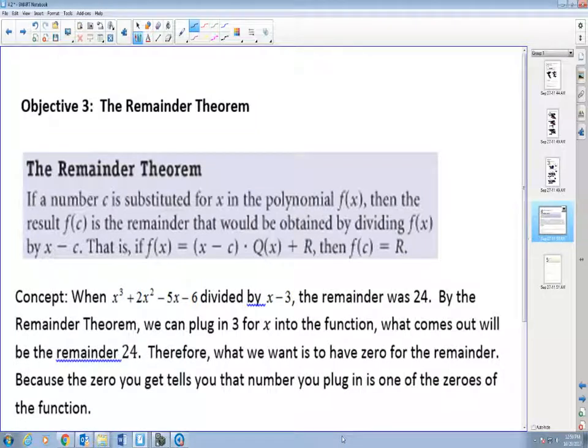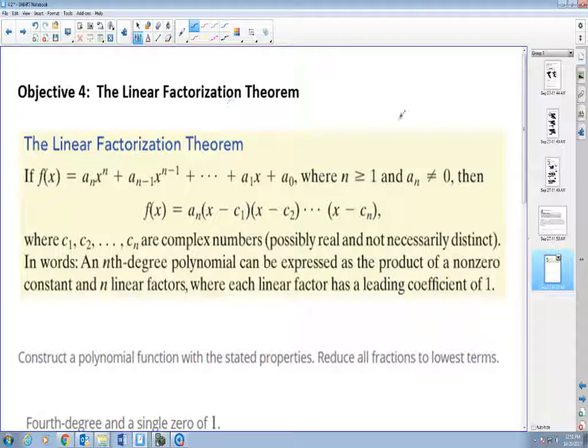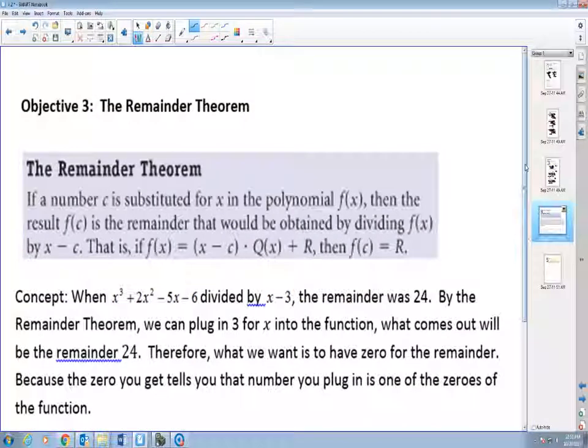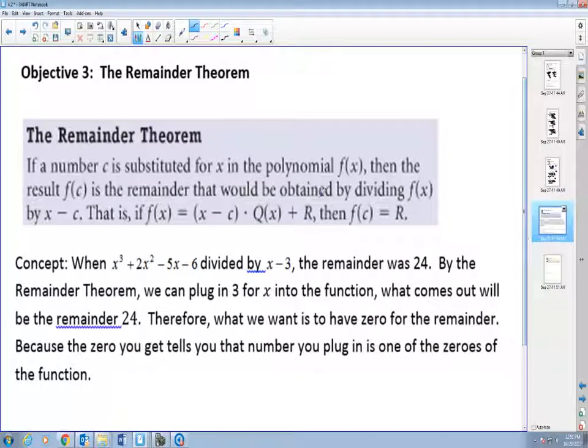Welcome to College Algebra. In this lecture video, we are going to continue with our lecture video series of chapter 4.2. In this video, I want to talk to you a little bit about the remainder theorem and the so-called linear factorization theorem. So let's take a look at the remainder theorem real quick. I kind of mentioned this in the previous video.